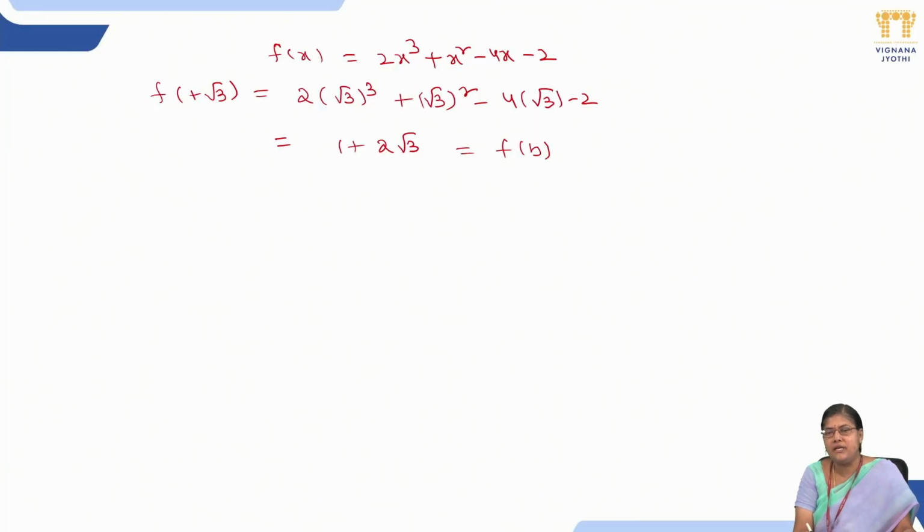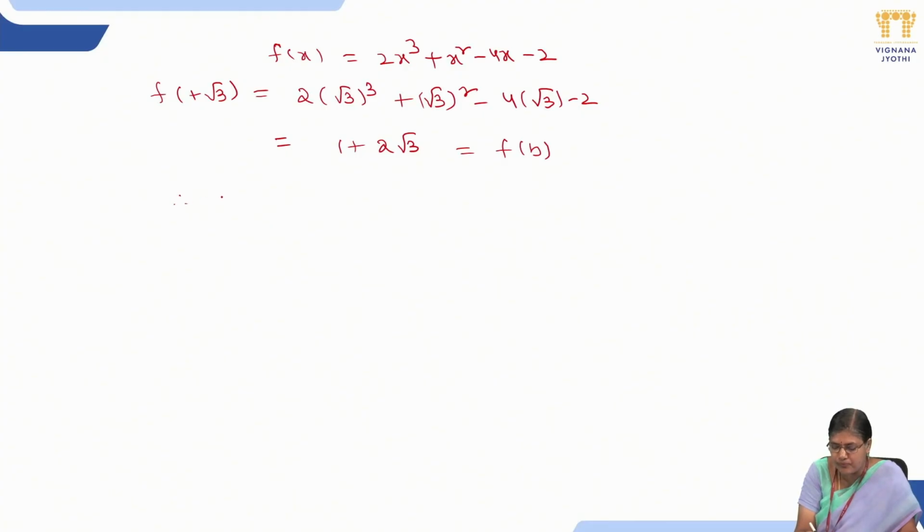But from the statement of Rolle's theorem, f of x must satisfy 3 conditions. First condition is f of x must be continuous function in closed interval of a comma b. Second condition is f of x is differentiable in open interval of a comma b, and third condition is f of a is equal to f of b. Only if the 3 conditions are satisfied by the given function, then Rolle's theorem can be applicable.